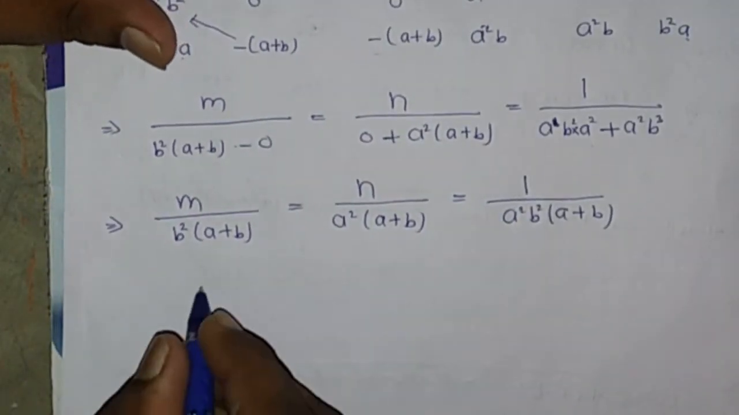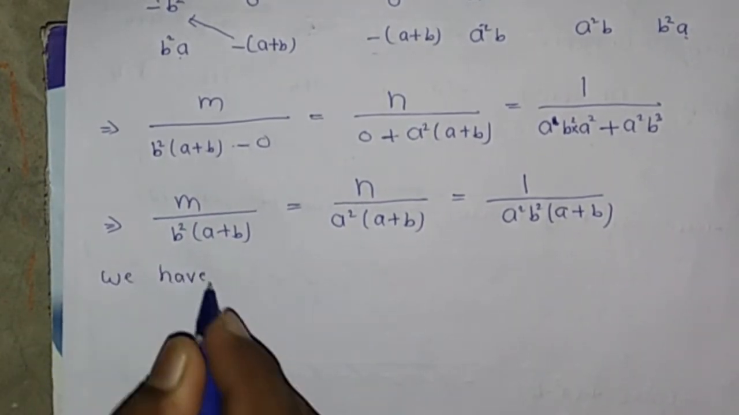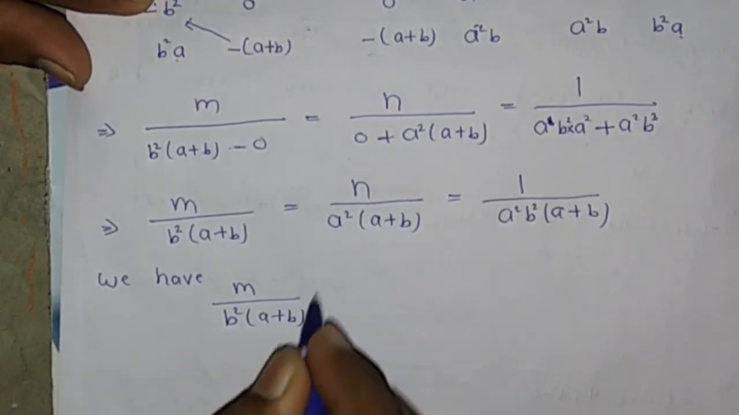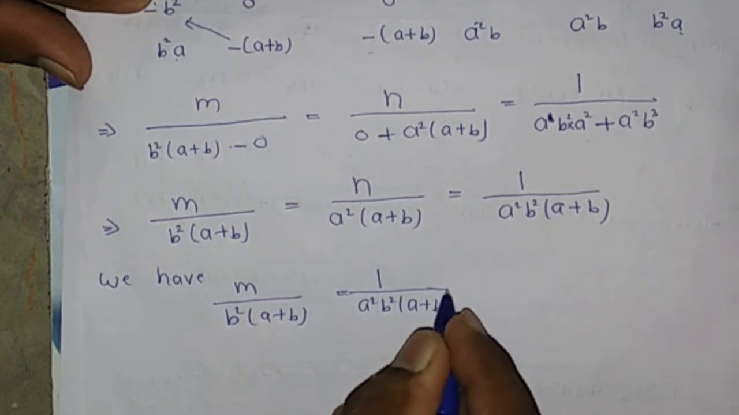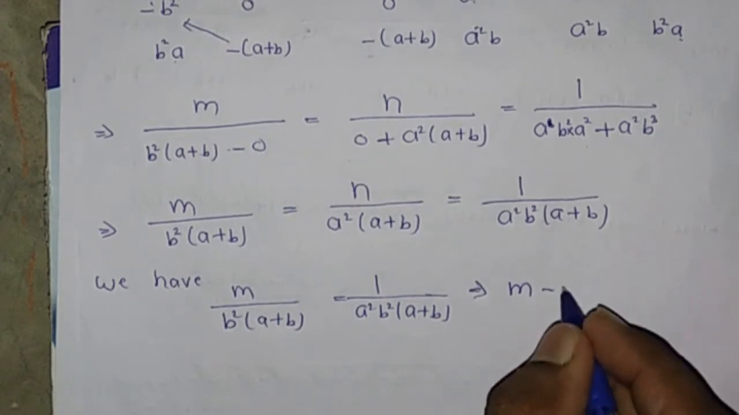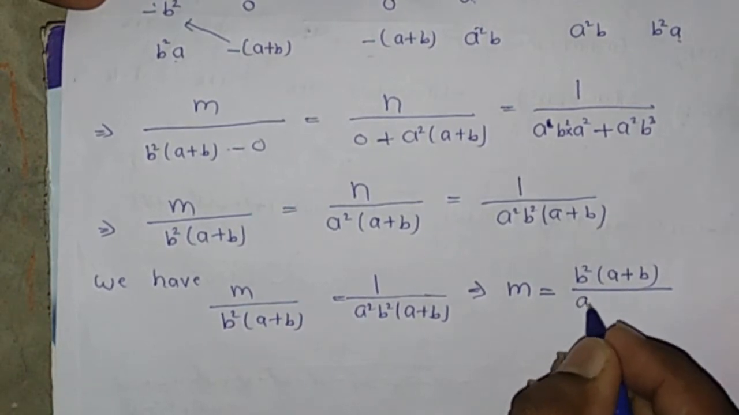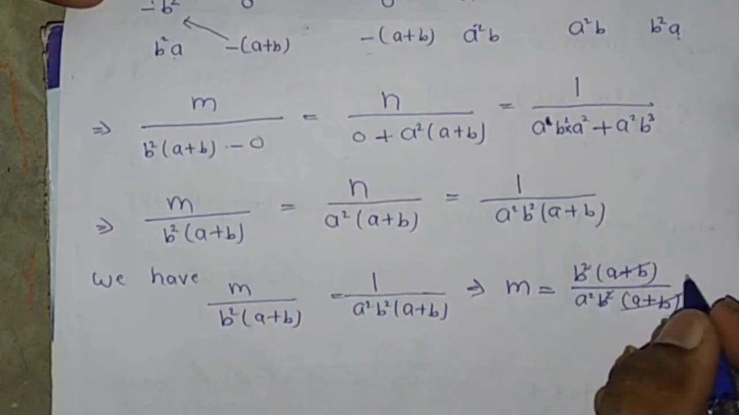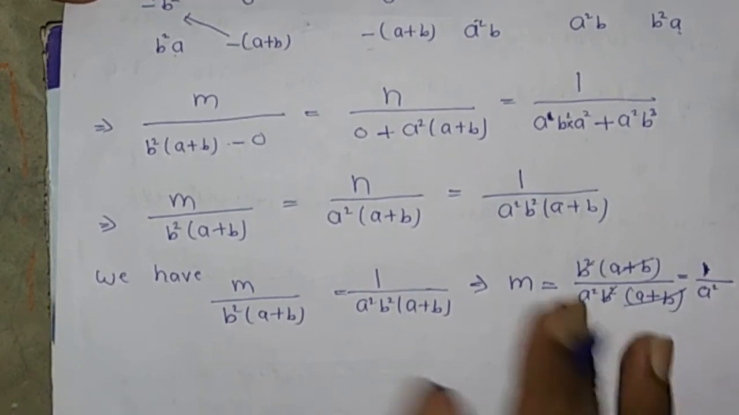The value of m is equal. For finding the value of m, m by b square into a plus b is equal to 1 by a square b square into a plus b. Then m equals b square into a plus b by a square b square into a plus b. A plus b cancels out, b square cancels out. The value of m is equal to 1 by a square.